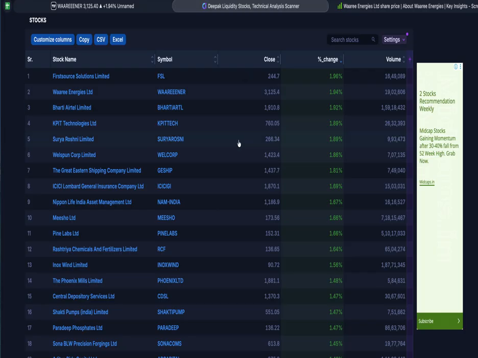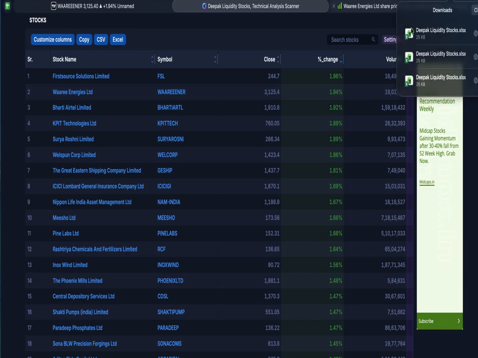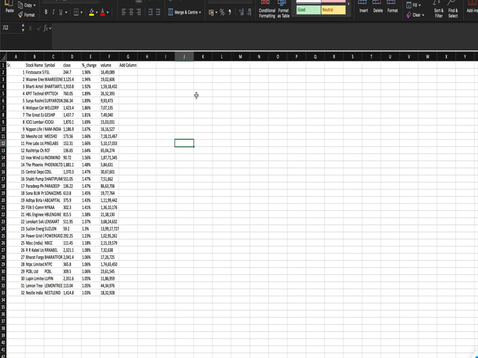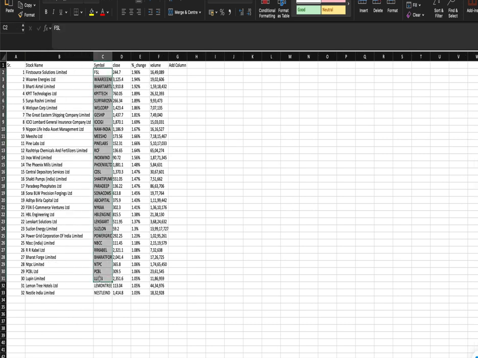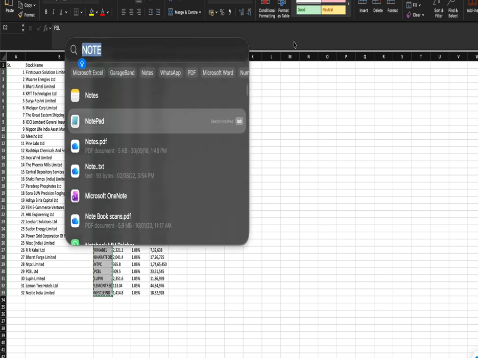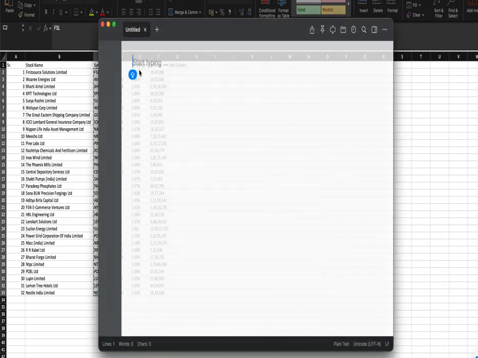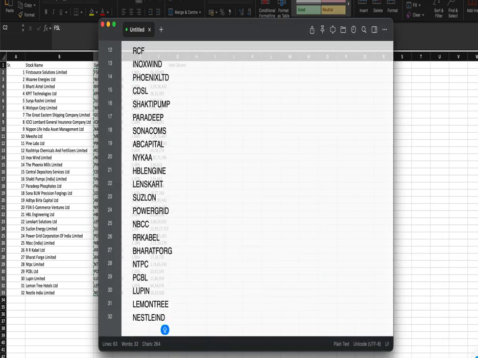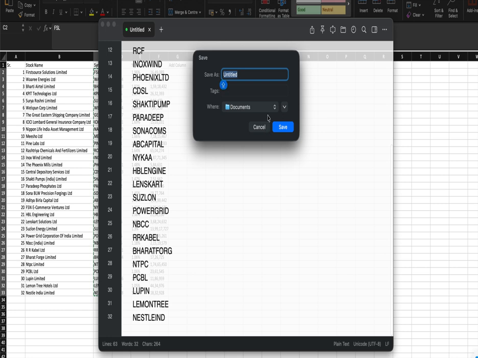Now you have to copy this stocks list into TradingView. How to do that? You have to just click on Excel. Once the file is downloaded, click on the stock on the file, click on all the symbols and copy the data, and then go to the notepad and paste it over here and save the file. Just save it as chartink 26.